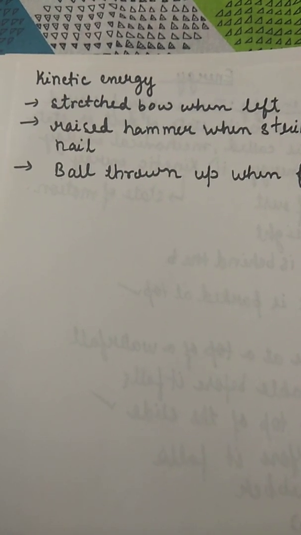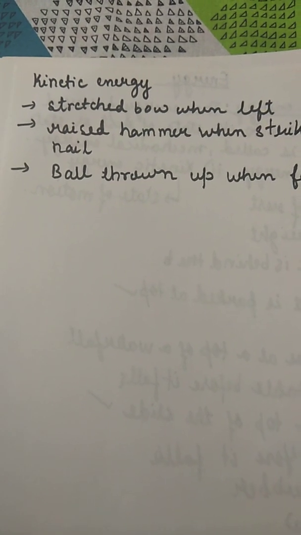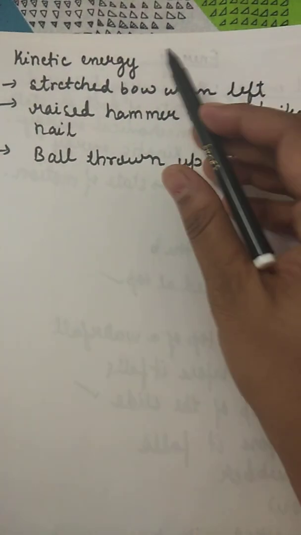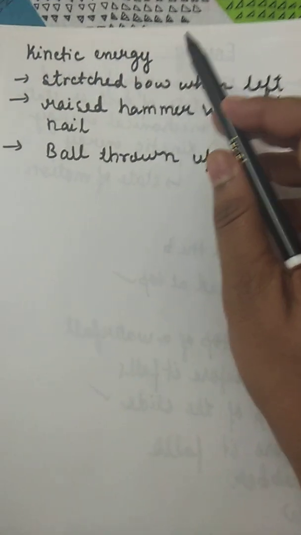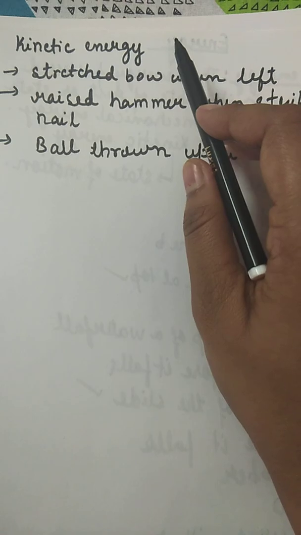mechanical energy is the energy which is possessed by the body when it is in a state of rest or when it is in a state of motion. So I told you when it is in a state of motion it will be termed as kinetic energy. So kinetic energy is the energy which is possessed by the body when the body is in motion.